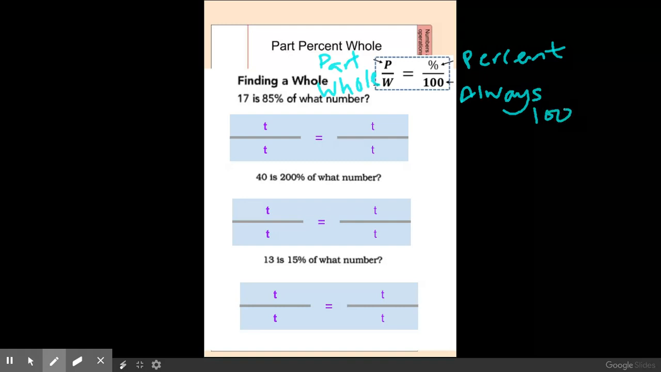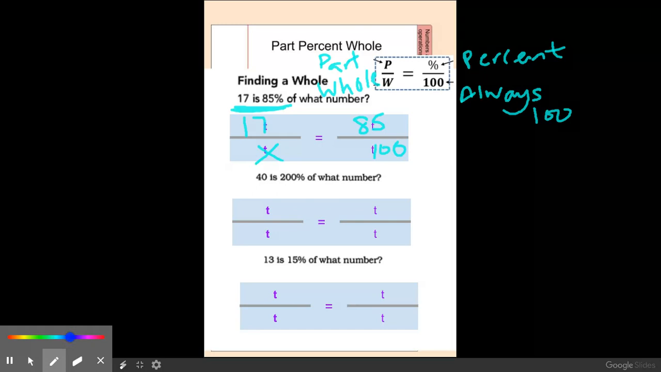It says 17 is 85% of what number? So it says 17 is 85%. So that means that 17 is your part. So we're going to put 17 where the part goes, 85 where the percent goes, and 100 where 100 always goes. And we're trying to find the whole that's down there.